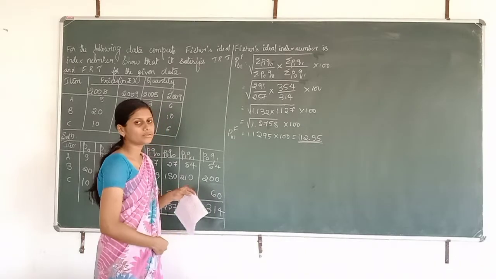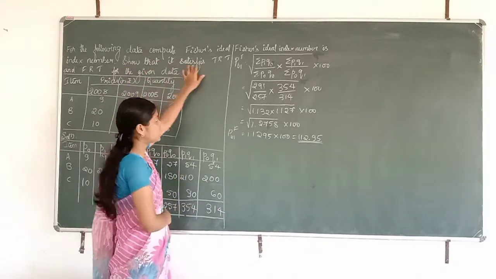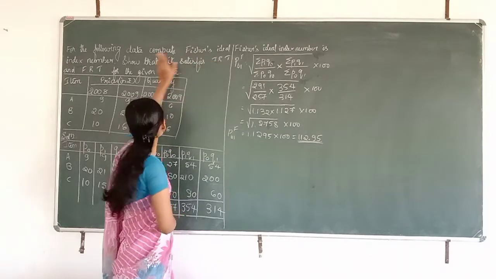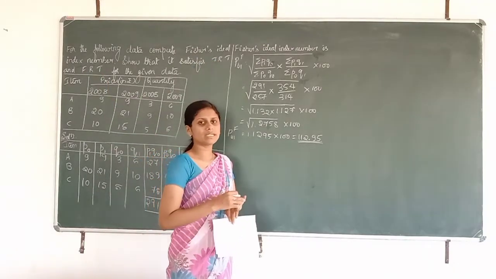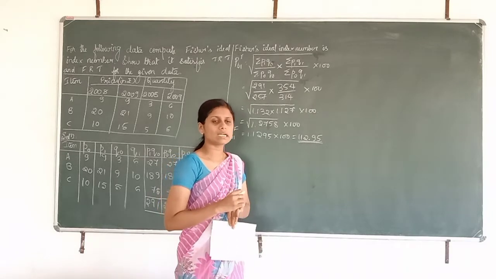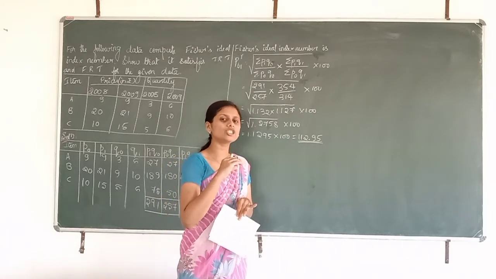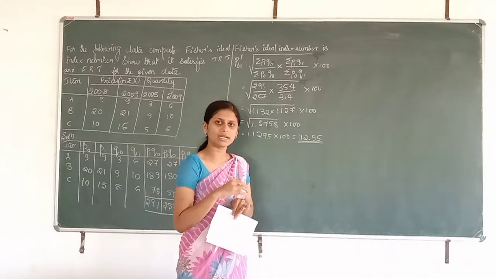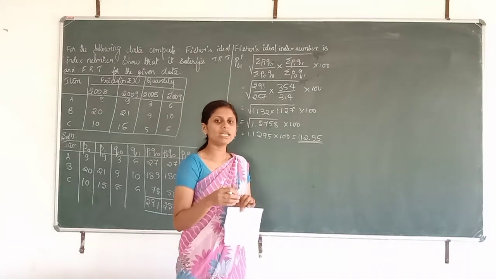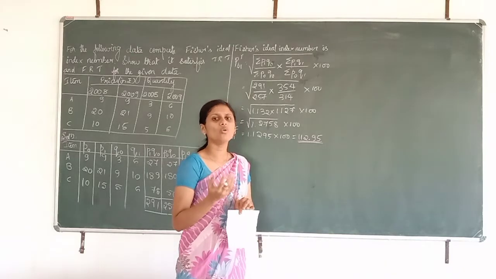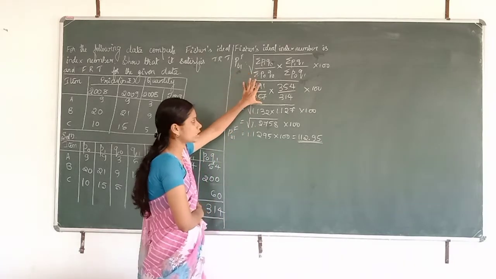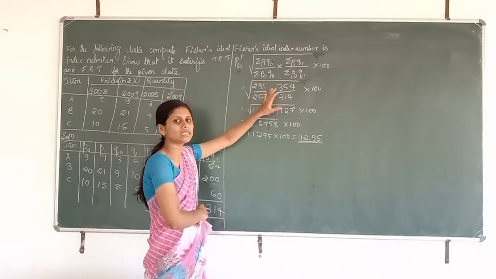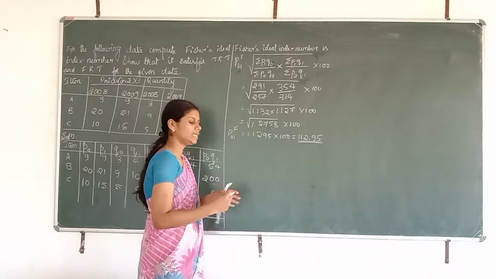112.95. Now we have to show that it satisfies the time reversal test and the factor reversal test. For the time reversal test, the condition should be fulfilled. What is that condition? The condition is P01 into P10 is equal to 1. We know what P01 is. Now we have to reverse the time and find Fisher's ideal index number.